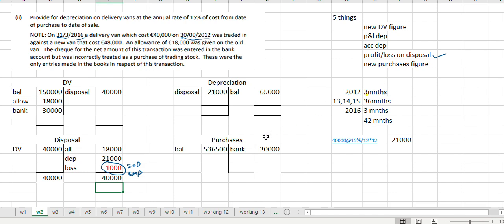The second figure I'm going to do is the purchases account. So again, we can balance it off and do all that. I'll do it very quickly. 536,500. So the balance would be, in this case, 506,500.